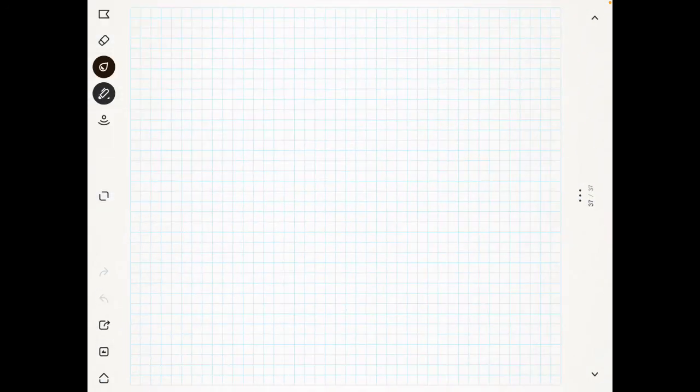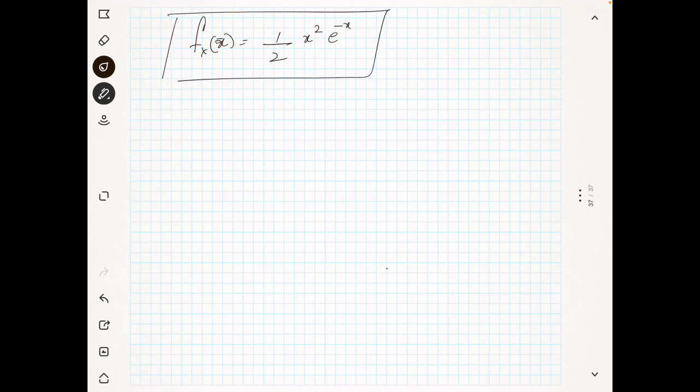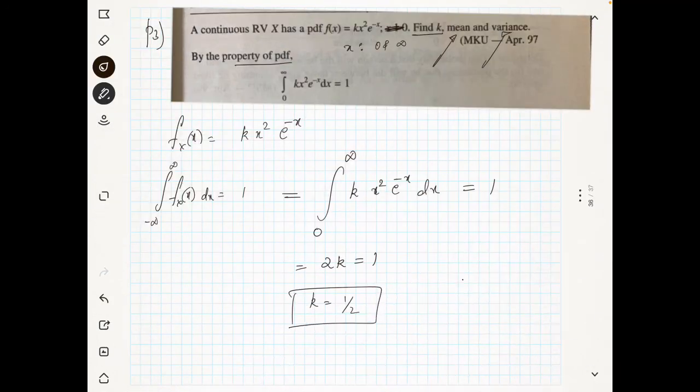Now you got your fx of x, which is nothing but k is 1 by 2 into x square into e power minus x. So this is your PDF. Your k is 1 by 2. We have already substituted here, you can see here. Now we have to find the mean of the random variable. That is the second part of the question.